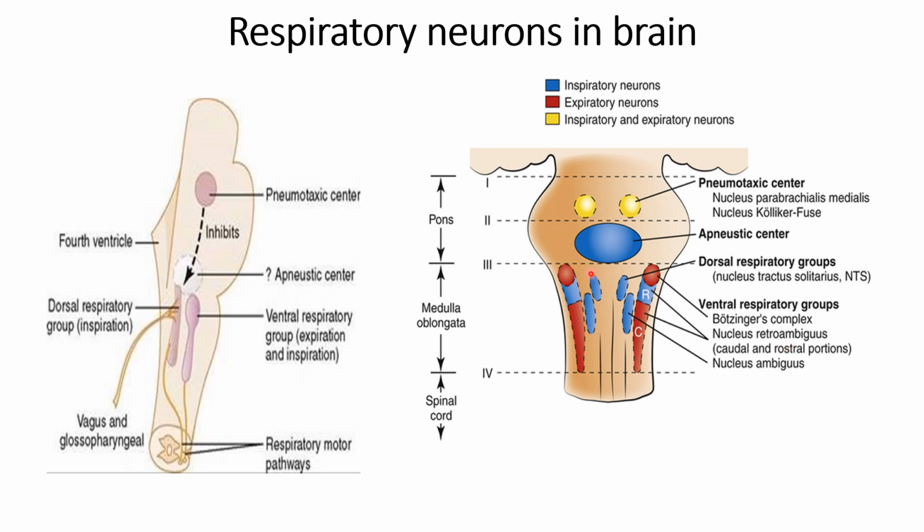Clear? And the upper part of the pons, the pneumotaxic center, consists of the nucleus parabrachialis and the Kolliker-Fuse nucleus. You have to remember that. And the lower part of the pons, just above the medulla, is the apneustic center. Now we are going to know the details of these respiratory neurons.